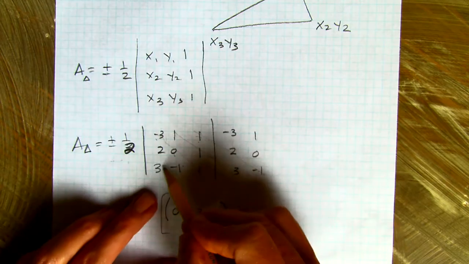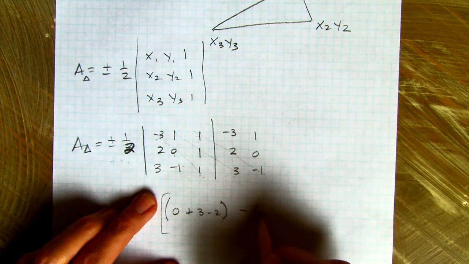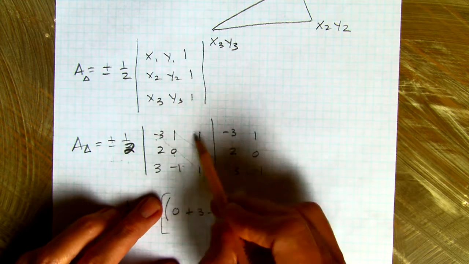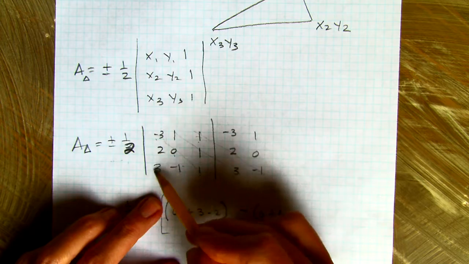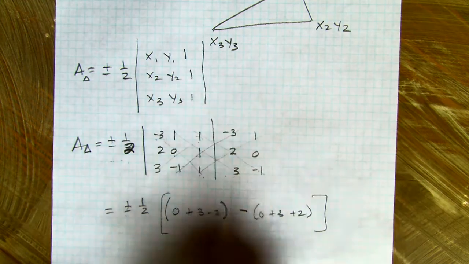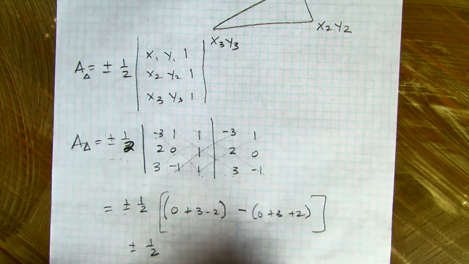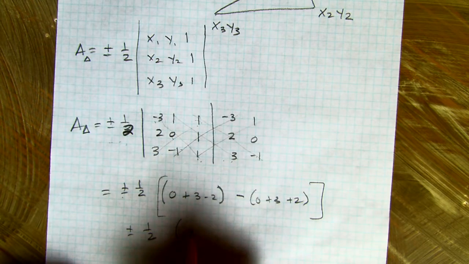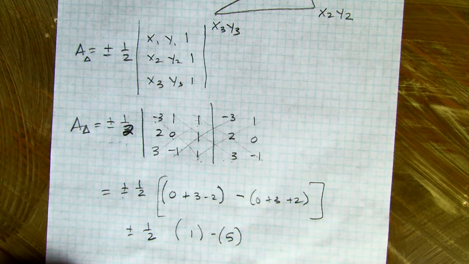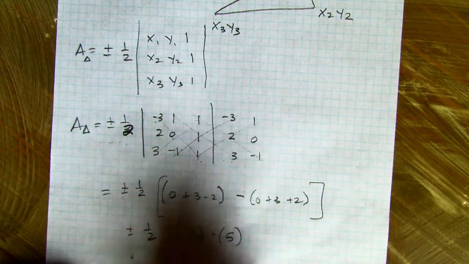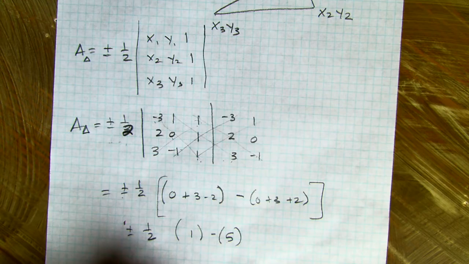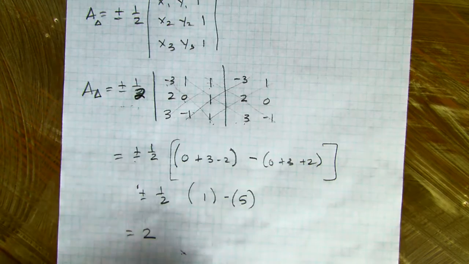minus 0 plus 3 plus 2. So it's plus or minus 1/2 times 1 minus 5. And so since 1/2 of -4 would be -2, that answer is 2. The area of the triangle is 2.